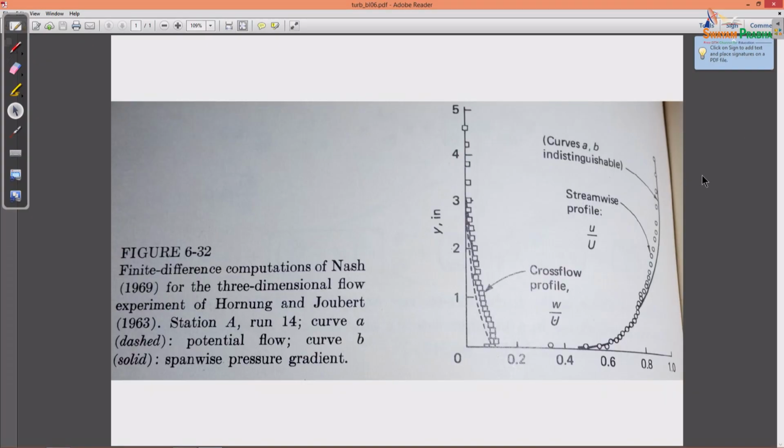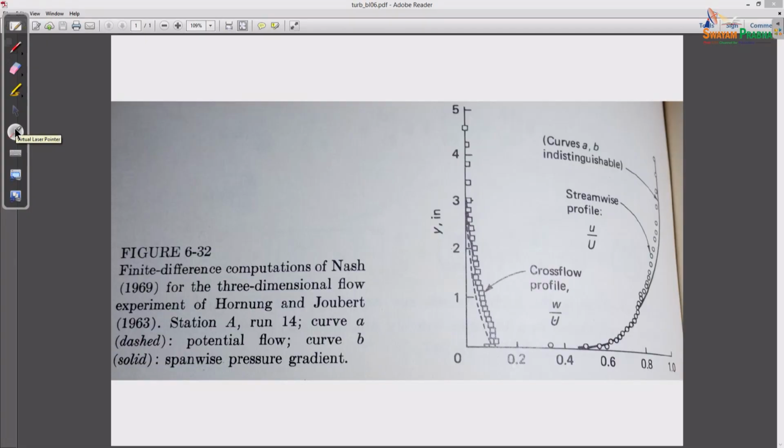Let us look at some pictures. Here is the finite difference computation, which is compared with experimental work in the literature. This is the finite difference computations of Nash in 1969, for the 3-dimensional flow experiment of Hornung and Hubert of 1963.